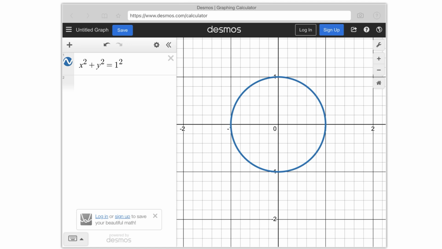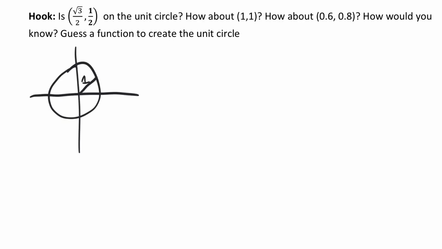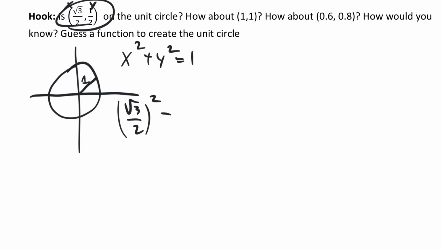Okay, this is pretty awesome because if we have an equation, we can now use it to check for points. Let me show you what I mean. Since we know that x squared plus y squared equals 1, we can take this point, which is an x and a y value, and we can plug it in to the equation. So we would get root 3 over 2 squared plus 1 over 2 squared, and that should equal 1 squared.